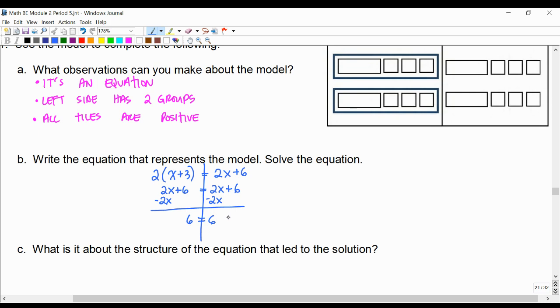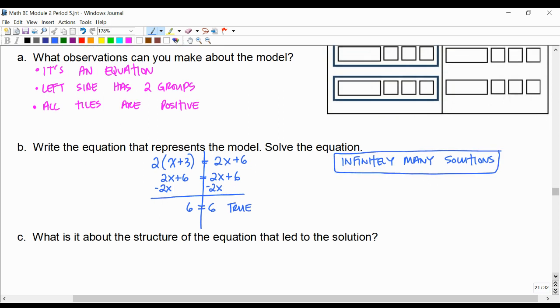And what we're going to do next to this is we're going to write that this is true. 6 does equal 6. And this is what we call infinitely many solutions. This is our final answer. Infinitely many solutions, or you might see me abbreviate it this way, infinitely many solutions. What that means is anything will work in this equation.